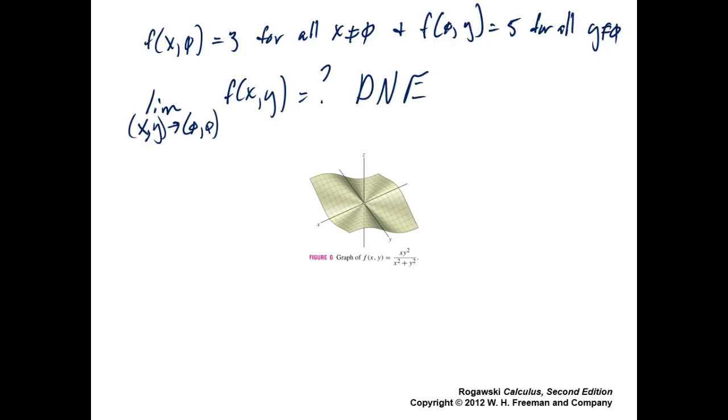So f of x0 is equal to 3. No matter what value x is, you're up here at 3 and 3 there, except at x equals 0, we don't know anything there. But from both sides of the x-axis, the function is equal to 3. But when x is equal to 0, for all values y, except y equal to 0, then this is 5. So it's 3 coming this way, 5 coming this way.